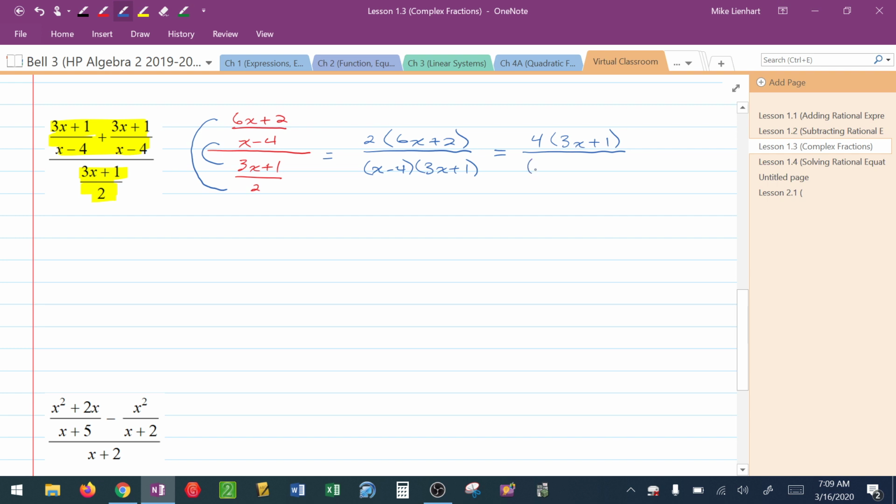All right? Denominator, I'm just going to leave it in factored form. And when I have it like this now, I notice that these binomials are going to cancel out. So my final result would be 4 over x minus 4.